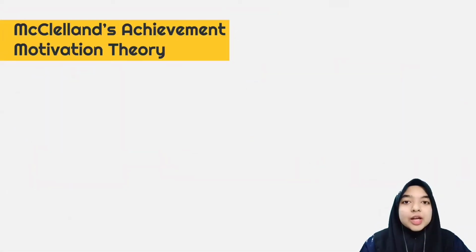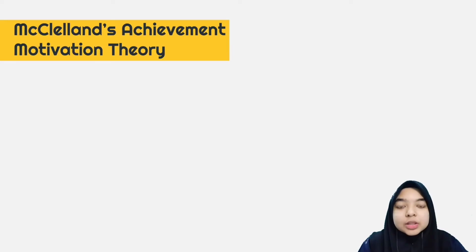The fourth theory under content theories is McClelland's achievement motivation theory. He outlined that there are 4 socially developed needs or motives, in which 3 of these are connected to Maslow's hierarchy of needs in the upper level, which is self-actualization, esteem, and love needs. These 3 are achievement, affiliation, as well as power.